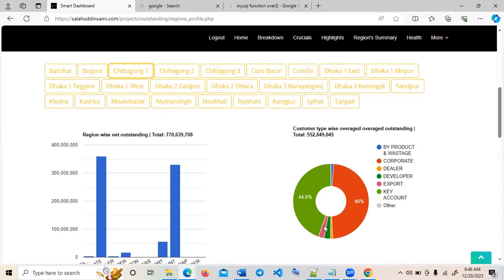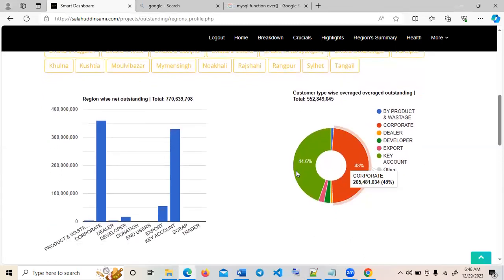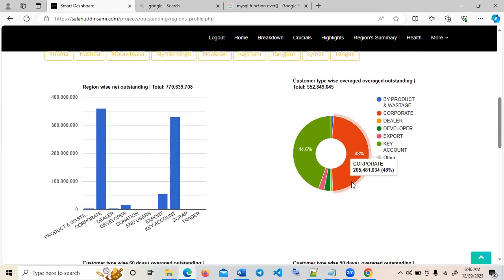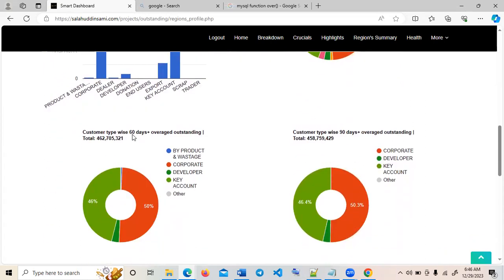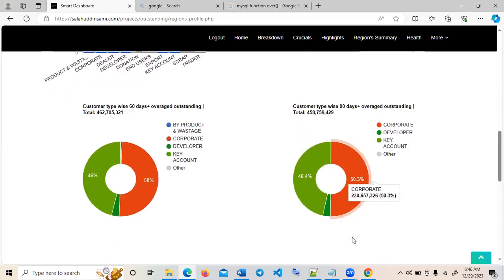For example, we can see that for this region, out of the total overaged amount, one type of customer, the key account customer, forms 44%, and on the other hand another type of customer also constitutes a big portion of the overaged outstanding, 48% by corporate customers. We can also see the 60 days plus customers, and the 90 days, I mean 3 months plus overaged outstanding.